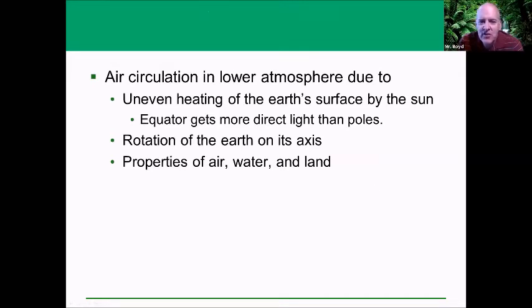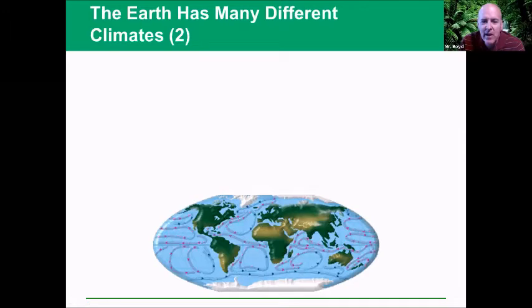So air circulation in the lower atmosphere is due to uneven heating of the Earth's surface. Obviously, the equator gets more direct light than the poles. And so there's more hot air there than there is at the poles, and that causes convection, hot air rising, cold air sinking, causing wind patterns across the globe. The rotation of the Earth bends those wind patterns, so you have circular currents. And the properties of the air, water, and land all affect the climate, in ways that are hard to predict.